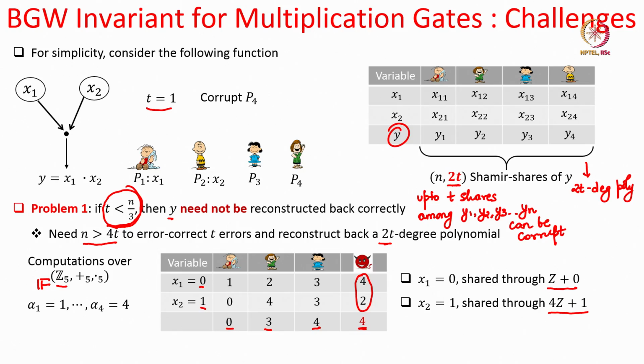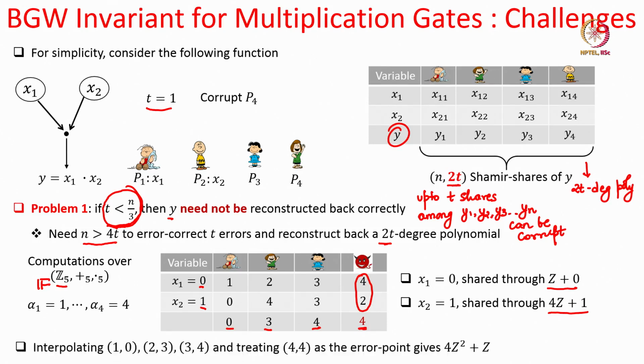Now, everyone knows that among these 4 shares, one of the shares is corrupt and these shares lie on a 2 degree polynomial. Now, if the parties ignore the share of the 4th party, and interpolate the shares of the first, second and third party, then they will reconstruct a 2 degree polynomial 4z square plus z whose constant term is 0, resulting in the function output y equal to 0.